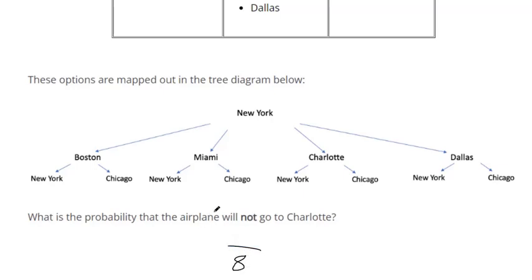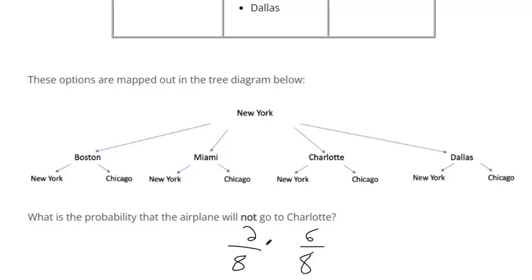What is the probability the airplane will not go to Charlotte? It looks like there's 2 outcomes where we go to Charlotte. We go New York, Charlotte, New York. That's one outcome. New York, Charlotte, Chicago. That's another. That's the probability that we go to Charlotte. If you want the probability that you do not go to Charlotte, then you just want the complement. 2 out of 8. The complementary probability would be 6 out of 8.